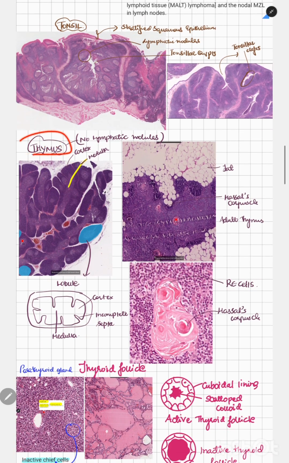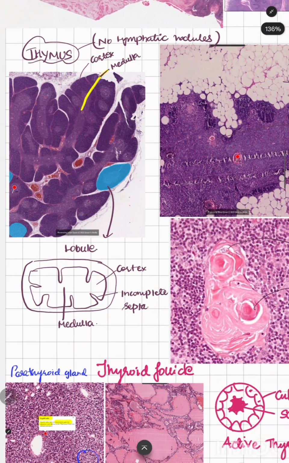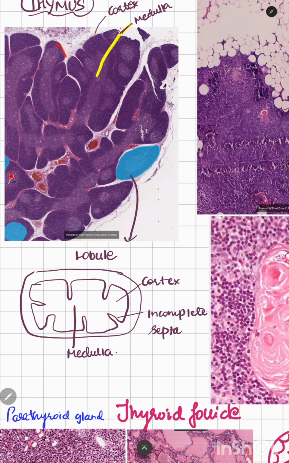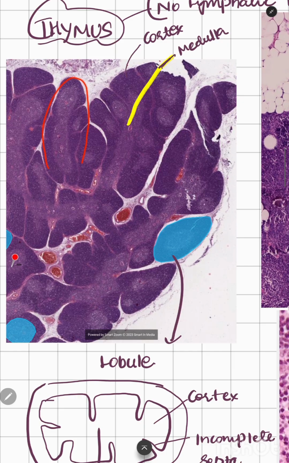Then comes thymus. So thymus, it doesn't have any lymphatic nodules. Instead, it has a lymphatic globule. Now, what is this lymphatic globule? If I just zoom it in, this whole thing is lymphatic globule, where you're having incomplete septae, and the outer part is cortex, and the inner lighter or paler part is medulla. So I'll show it here. So this whole thing is lymphatic globule. You have incomplete septae, and this dark thing is cortex, and inner paler part is medulla.